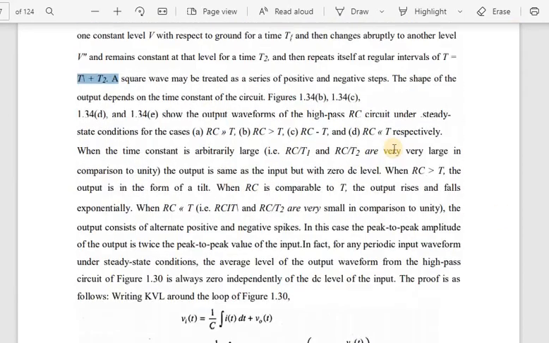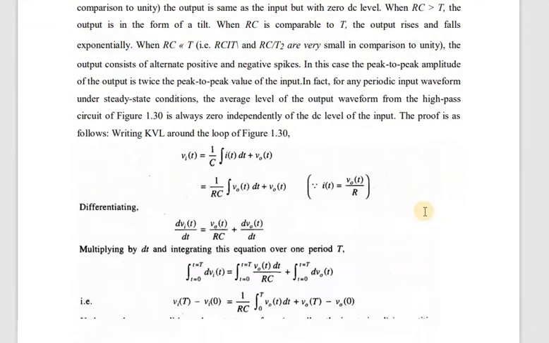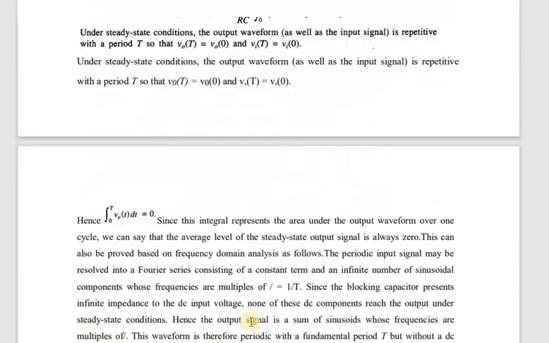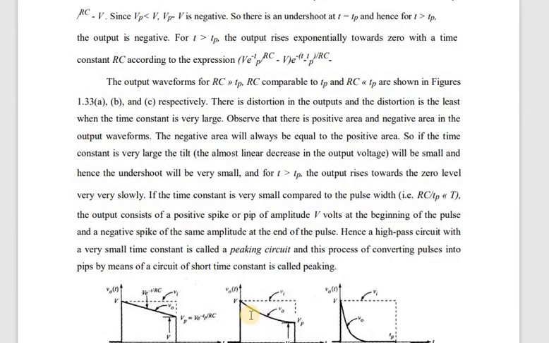Okay, so now we have to see the mathematical part. Here figure 1.34 D and E show the output waveforms of the high pass RC circuit under steady state conditions for the cases RC greater than T, RC equal to T and RC less than T. These are the four conditions we are showing here. For that we have to see what the steady state responses are first. There are four figures that will be shown over there.